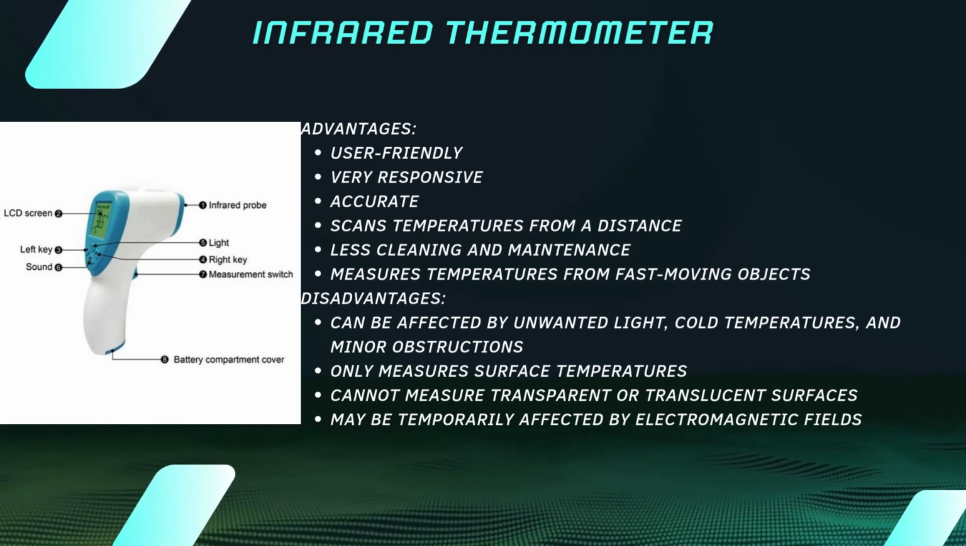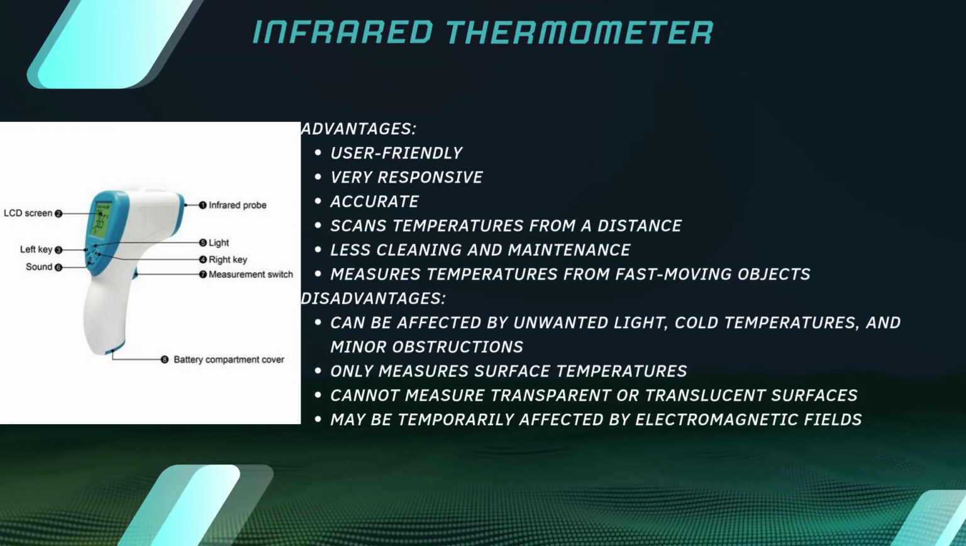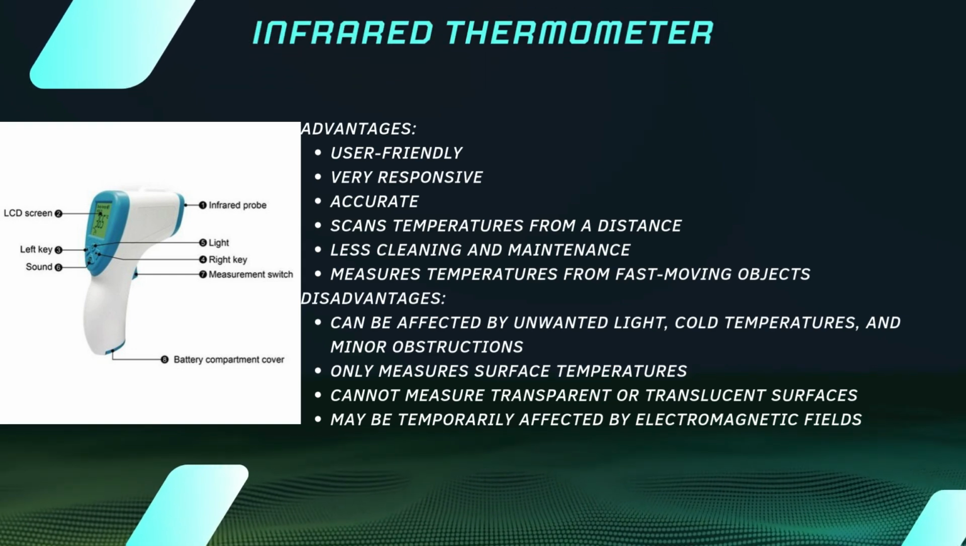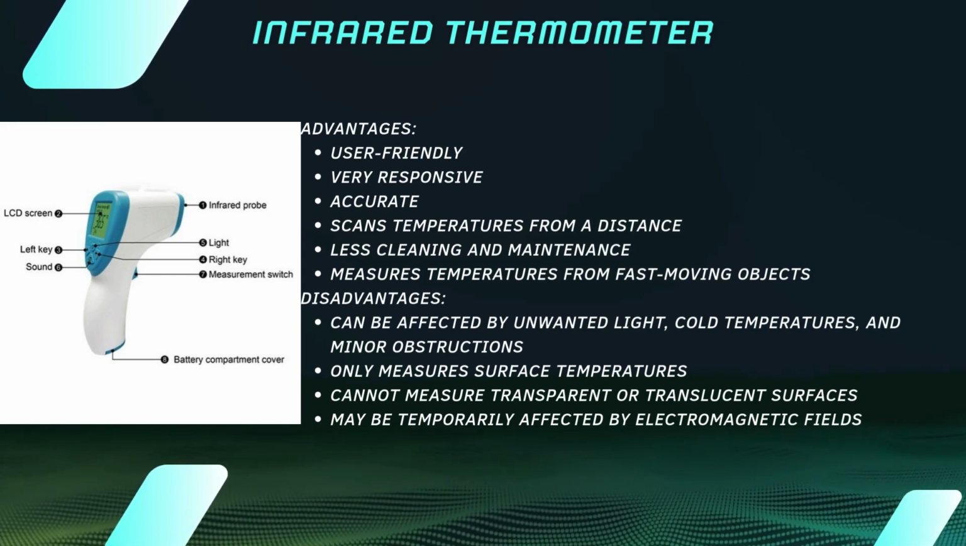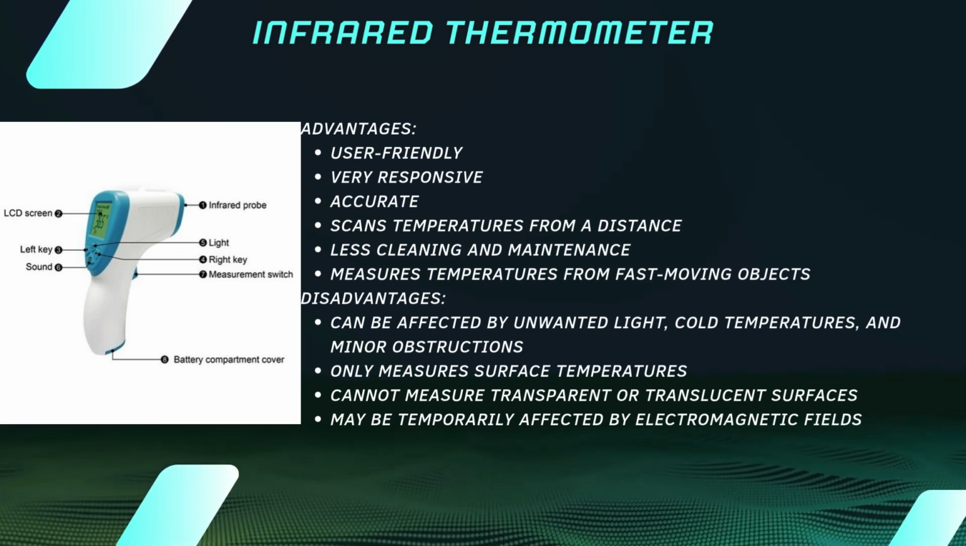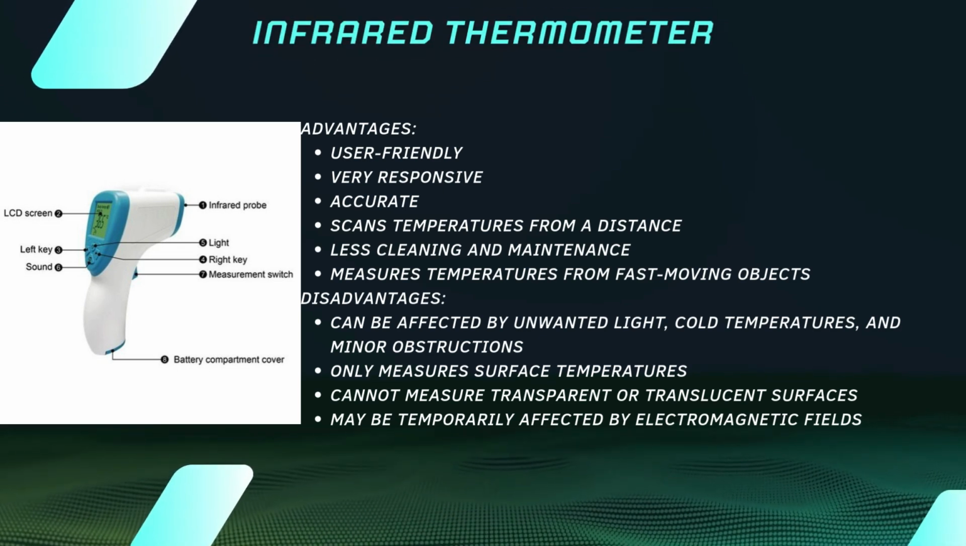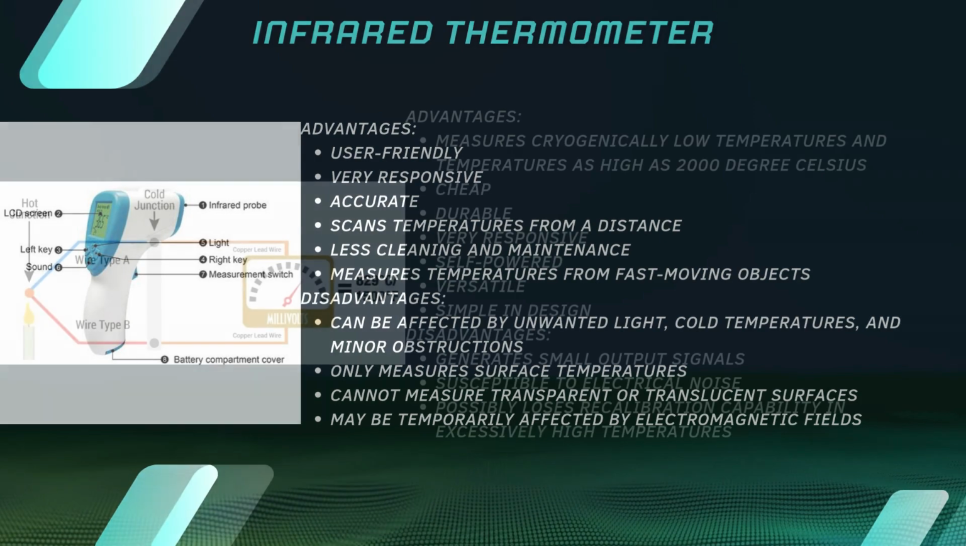Besides that, they can be affected by environmental factors such as unwanted light, cold temperatures, and minor obstructions. They can only measure the surface temperatures instead of internal ones, and even then, the surface will have to be opaque for measurement to proceed properly. In fact, they may even be temporarily affected by electromagnetic fields.